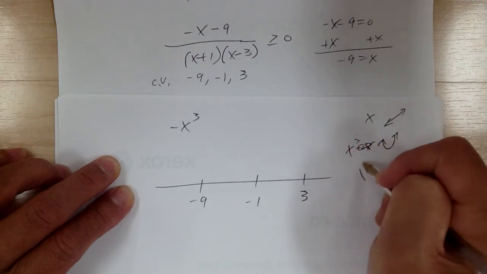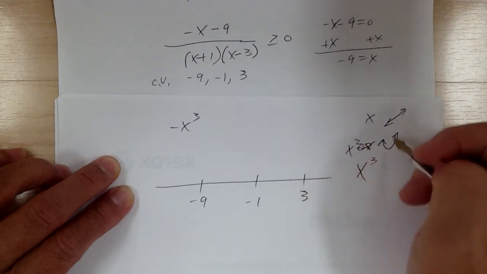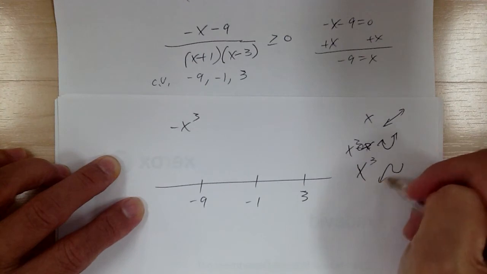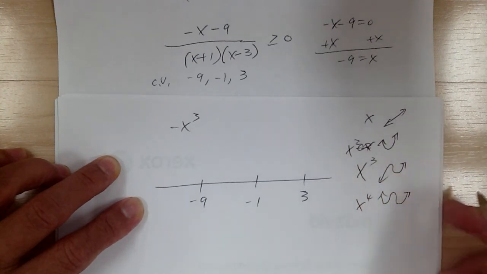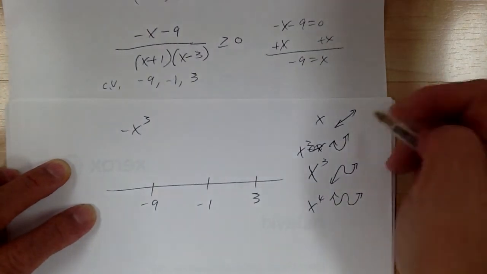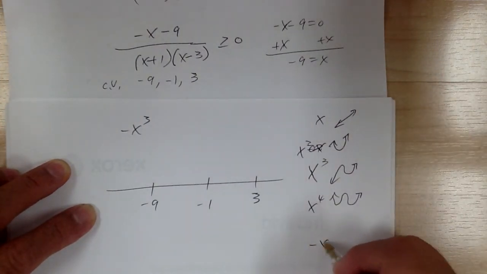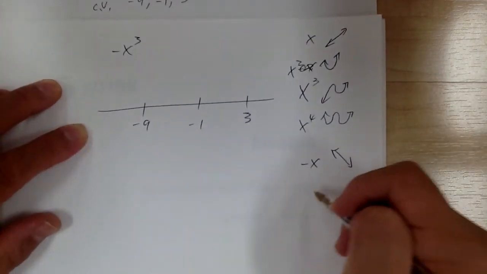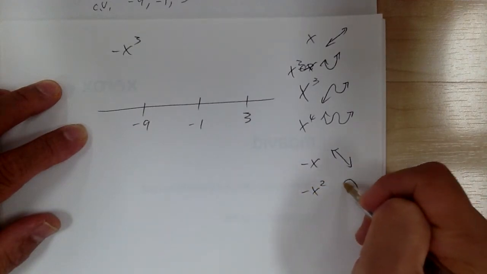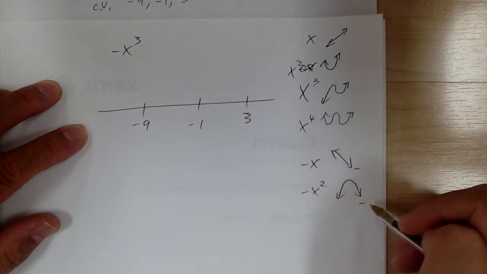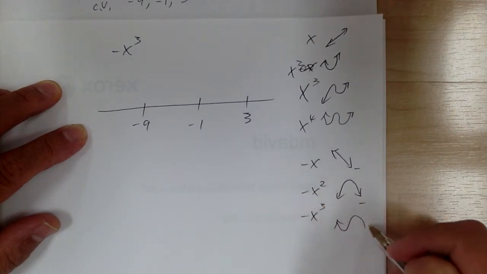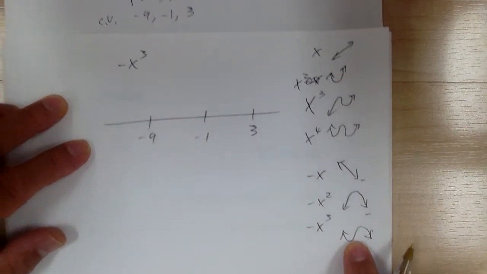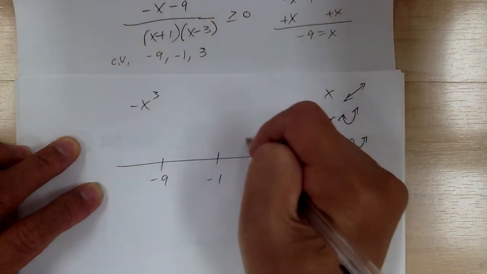X squared and x cubed. Every additional power changes the direction, right? So x to the 4 looks like this. And if it's negative x, it goes down like this, and negative x squared goes down like this. So again, if it's negative, it points down. If you have negative x cubed, the graph looks something like that. So for this graph you have to go like this, okay?